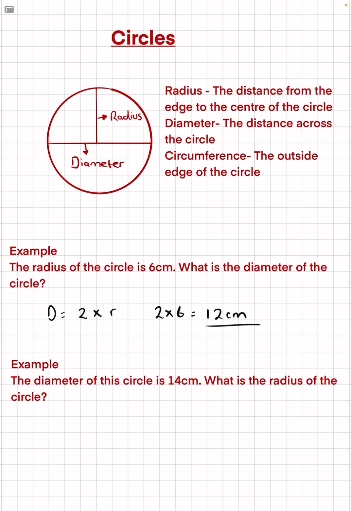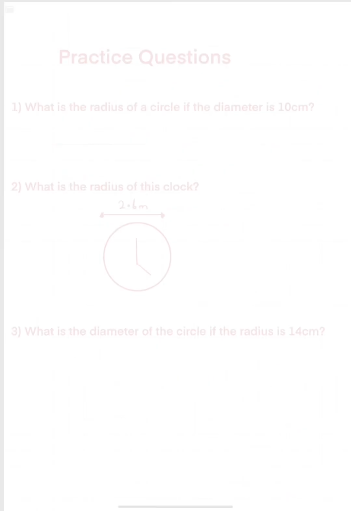In this next example, it says the diameter of this circle is 14 centimeters. What is the radius of the circle? We know that the radius is half the diameter. If the diameter is 14, the radius is 14 divided by 2, which equals 7 centimeters. So the radius is 7 centimeters.